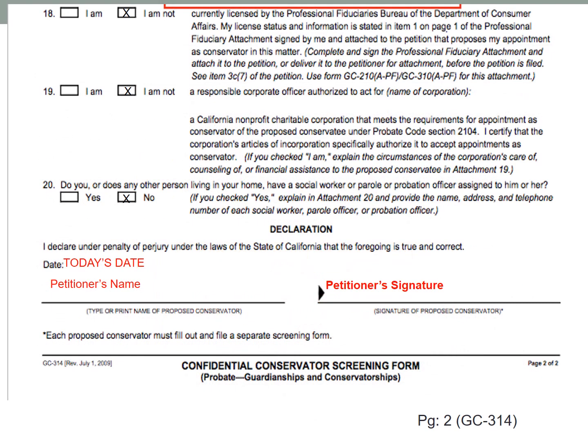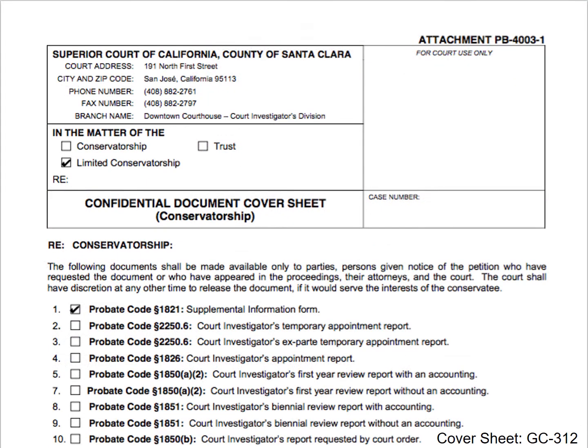At the bottom of page 2 of Form GC-314, there is a place for the conservator to date, print their name, and sign. Remember, each conservator must fill out and sign their own Form GC-314. The next form has a cover sheet, PB-4003-1, and behind the cover sheet is Form GC-312, Confidential Supplemental Information.